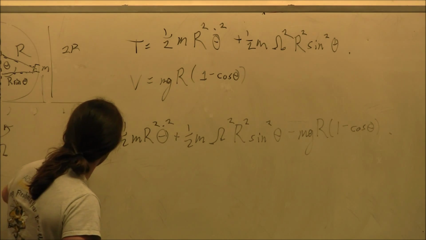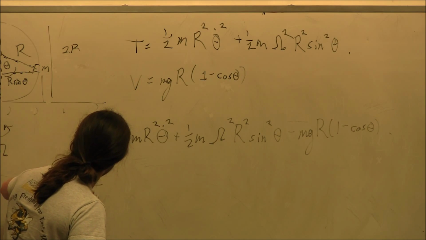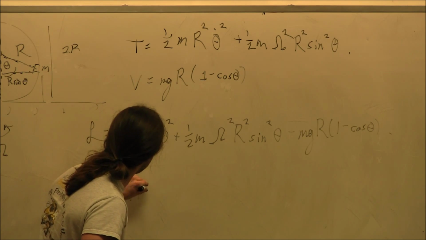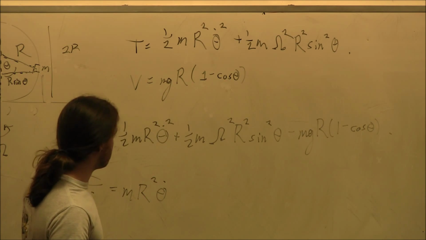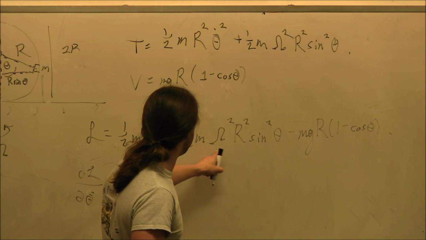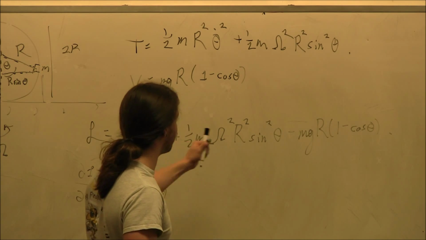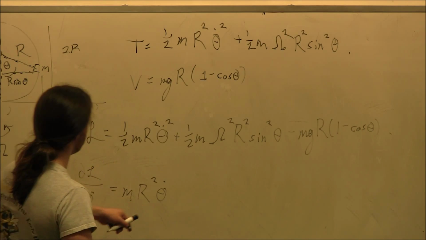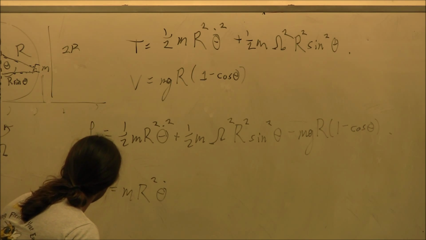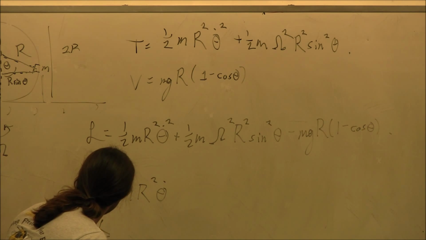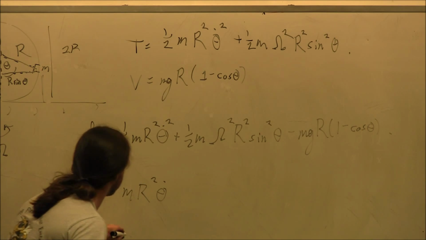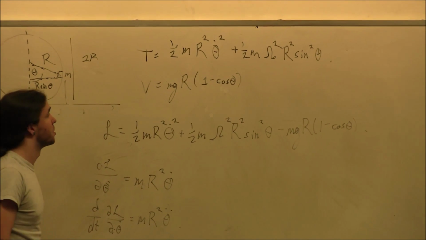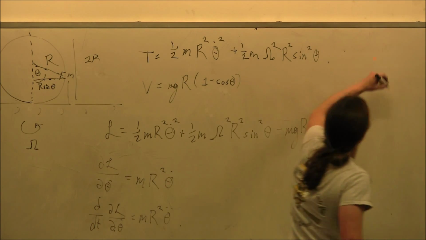So we can just take the partial of the Lagrangian with respect to theta dot. From this term, you've got m r squared theta dot. No other terms are explicitly dependent on the first derivative of the angle, so they die. And then if we take the time derivative of that, this is just m r squared theta double dot, because m and r are not changing. That would be really bad.